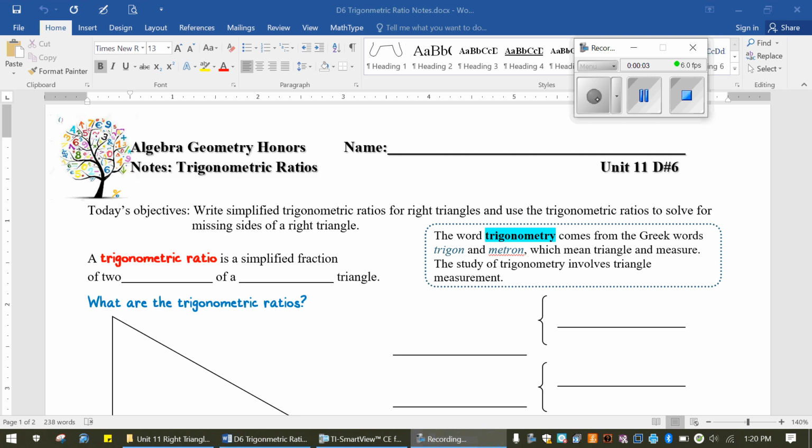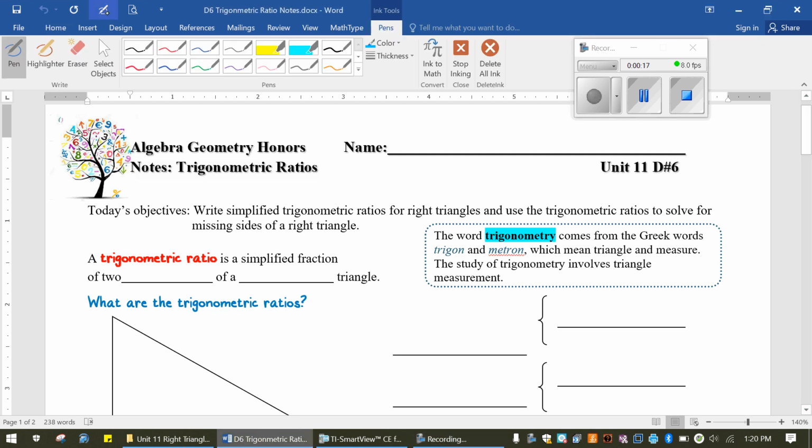Today's notes are on trigonometric ratios. So what you're going to learn is finally what those sine, cosine, and tangent buttons are on your calculator. Let's first define what a trig ratio is. A trigonometric ratio is a simplified fraction of two sides of a right triangle.